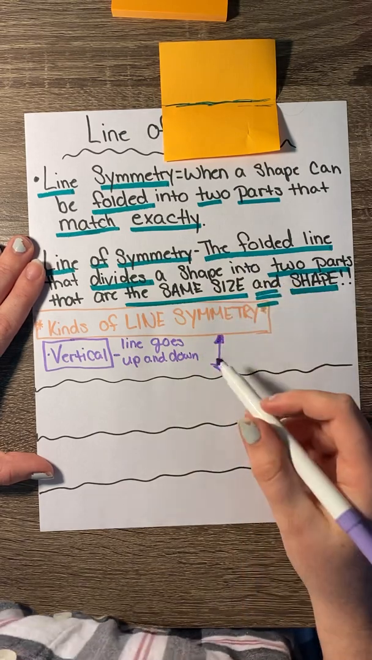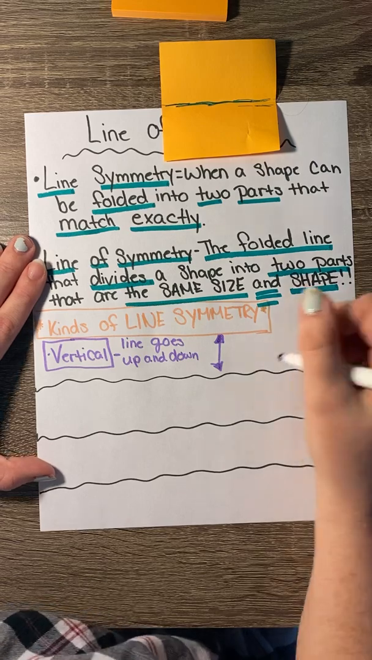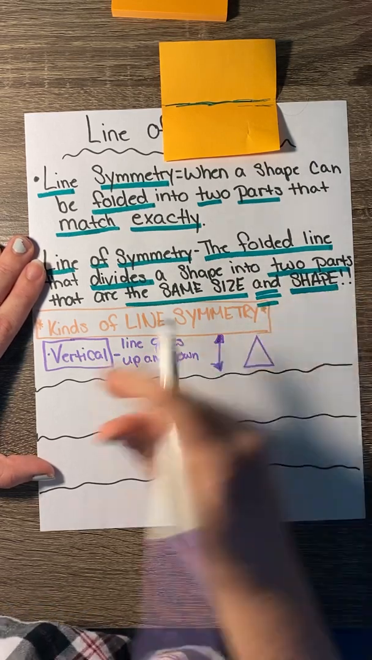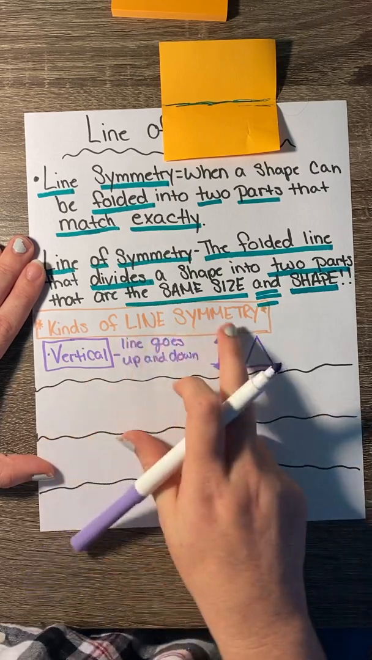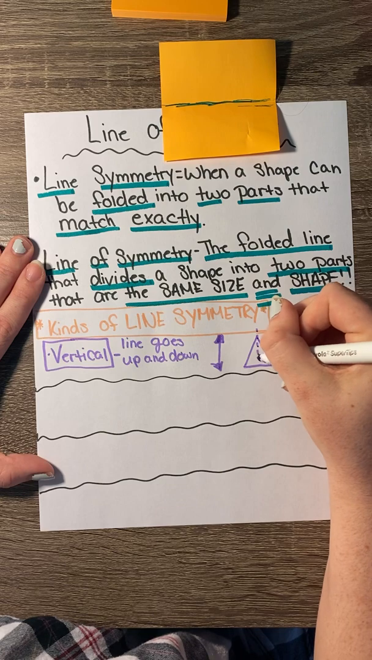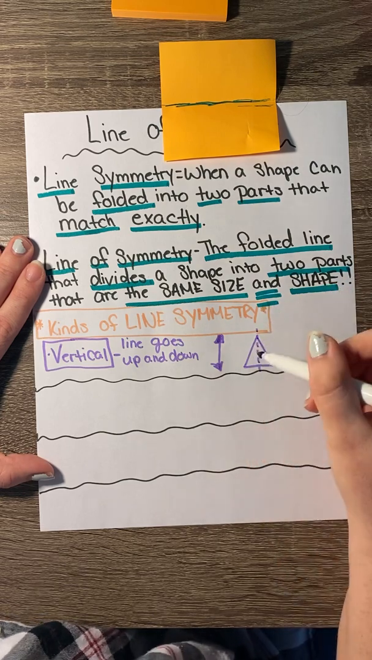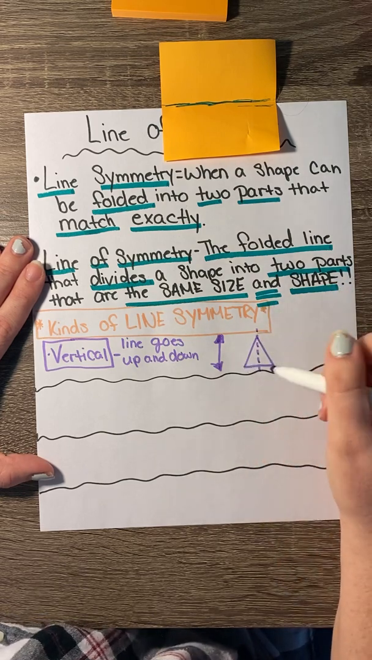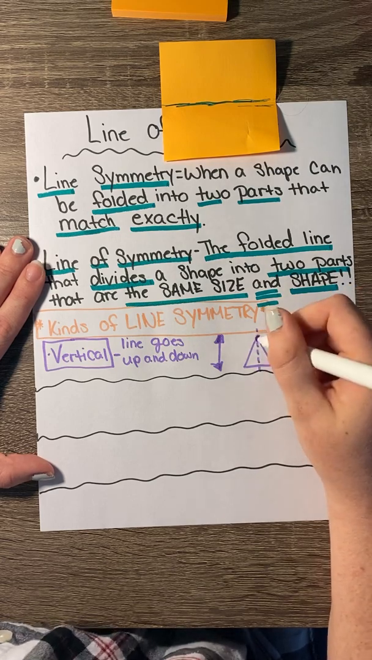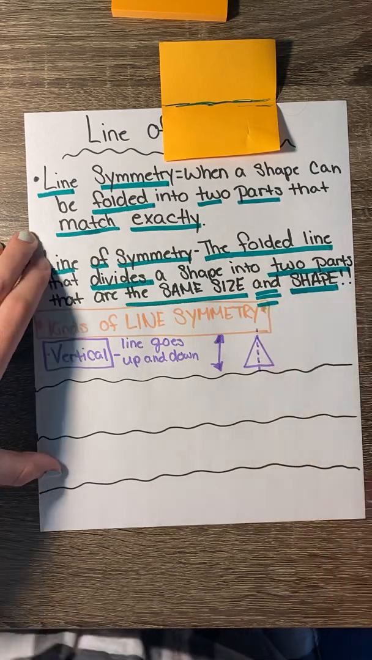Okay, up and down. So let's do a triangle. We need a vertical line of symmetry, so we're just going to draw a line down the middle. See, now we have 2 parts that match exactly. We took our one big triangle and split it into 2 smaller triangles.